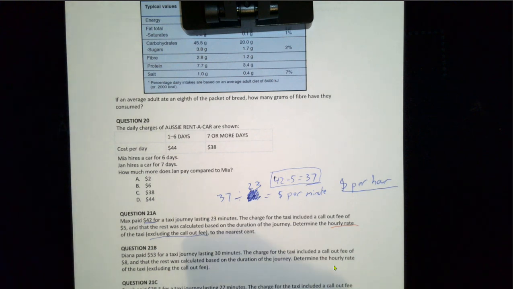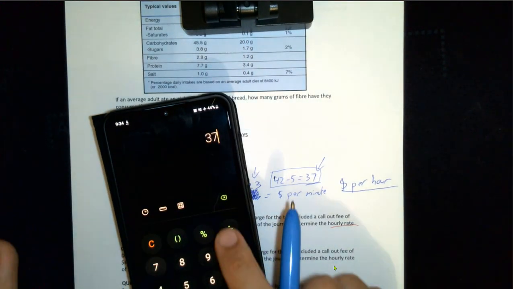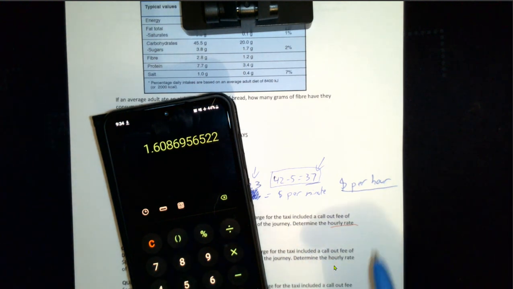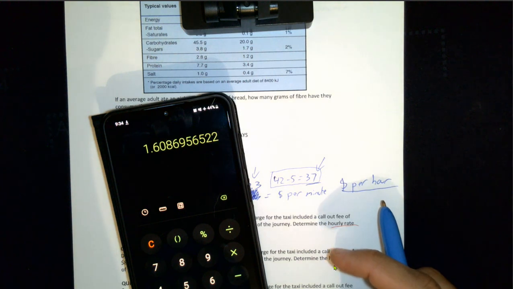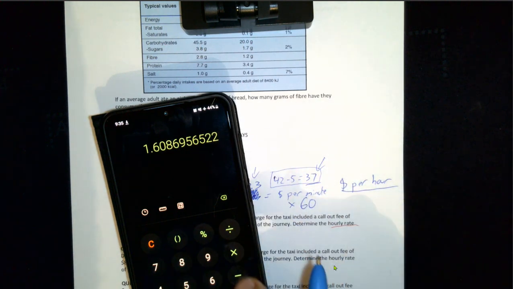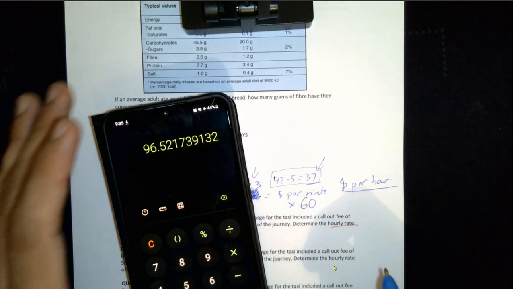The next thing you'll do is you'll do 37 divided by 23, because then that will get you dollars per minute, because that's how many dollars it was, and this is how many minutes it was. Dollars divided by minutes will get you dollars per minute. So 37 divided by 23 gets me this number. But because I want dollars per hour, I then need to multiply it by the amount of minutes that there are in an hour, which is 60. Times 60, and that's the answer.